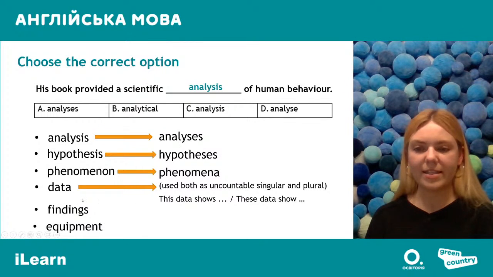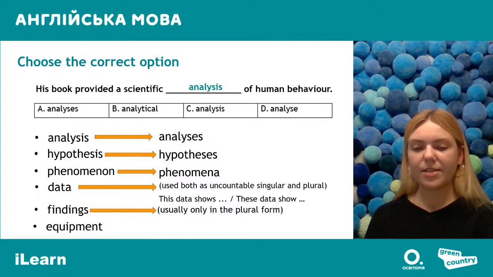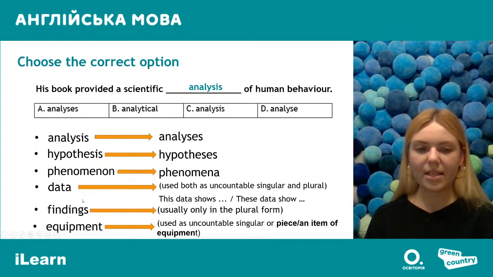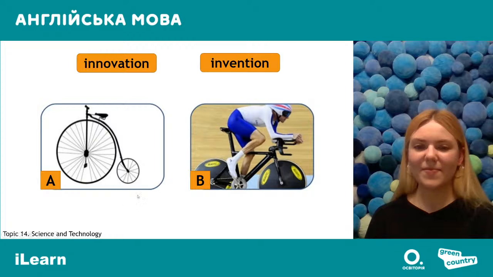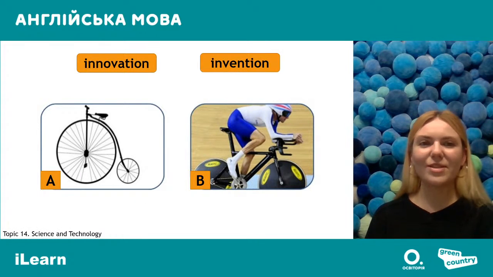Then the next word, findings. And usually only in the plural form. So we use findings, як, наприклад, результати дослідження, findings of the research, in plural. And equipment, yeah, we've discussed that it is uncountable, always singular, but it can be used in phrases like a piece of equipment or an item of equipment. And so the last task for you. In which picture can we see an innovation and which picture shows an invention?